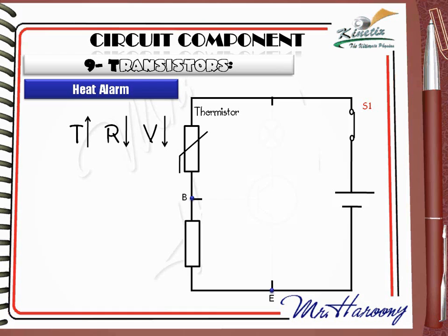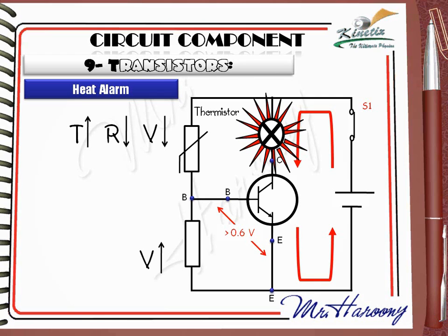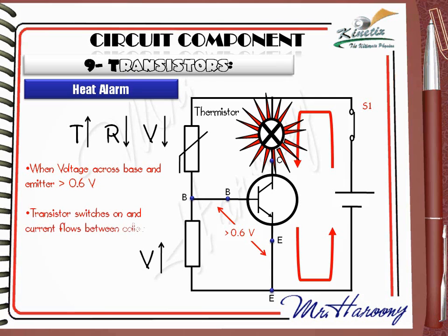This automatically increases the voltage across the fixed resistor, which is placed between the base and the emitter of the transistor. When voltage across base and emitter becomes greater than 0.6 volts, the transistor switches on, the current flows between collector and emitter, and the bulb will light. If you have a general overview on the circuit, you will find that the bulb will light when weather becomes hot. When voltage across base and emitter becomes greater than 0.6 volts, transistor switches on, current flows between collector and emitter, and lamp will light, giving an alarm that weather is hot.